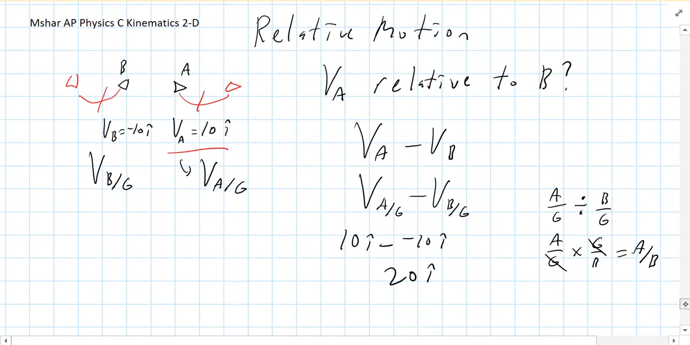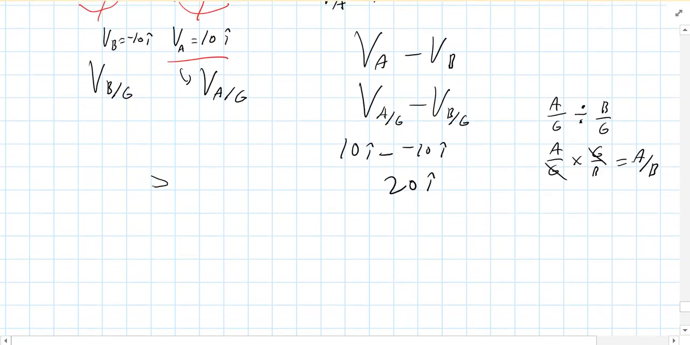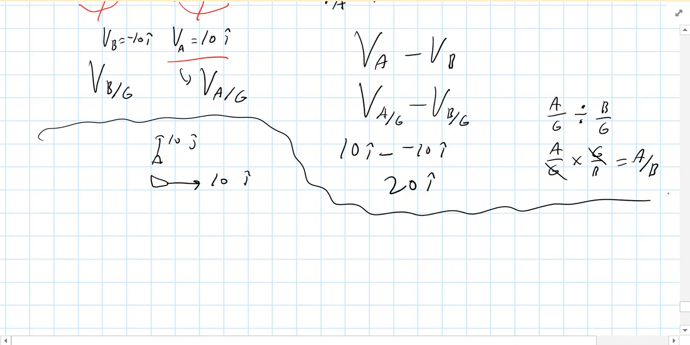Now, what if we get more of a 2D kind of thing here? So what if A is moving to the right at 10 i hat, and what if B is moving up at 10 j hat? Okay. Same question, okay? What's the velocity of A with respect to B? Well, you're going to subtract, so you're going to take VA minus VB again, and it's going to be 10 i hat minus 10 j hat, whatever, miles per hour.